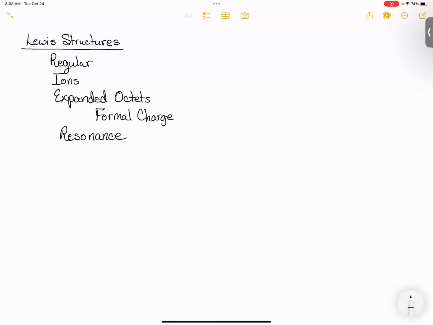So the first thing I'm going to do is Lewis structures for what I consider to be regular compounds. And then we're going to get into Lewis structures of ions, which will flow into Lewis structures that involve an expanded octet. And then we'll talk about resonance. So that is where we're headed.